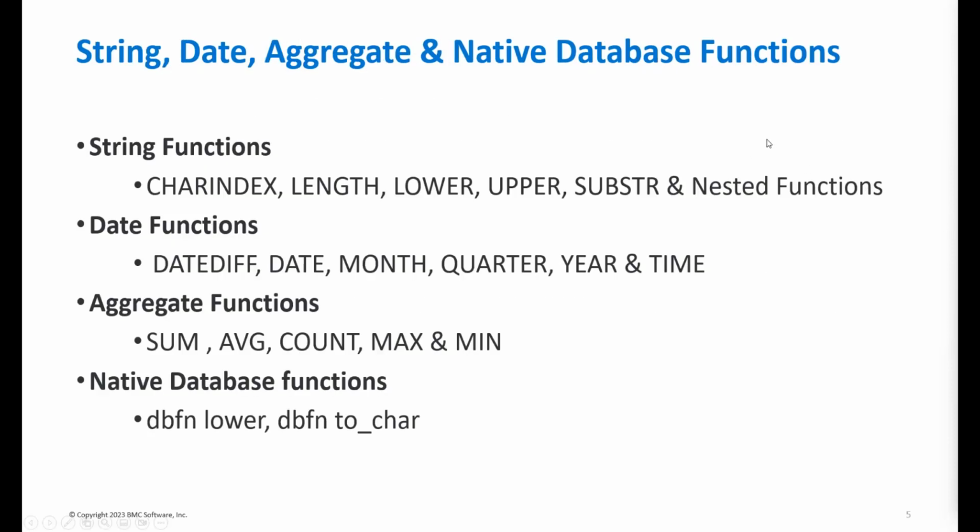Our next topic is the functions in Helix dashboards. We have string functions, we have date, aggregate, and the native database functions. Amongst the string functions, we could also use nested functions, and the quite common example is the combination of substring and char index. We also have an option to use the native database functions by defining them or registering them in the AR System. This helps us to achieve any complex use cases that you wish to build in the Helix dashboards.